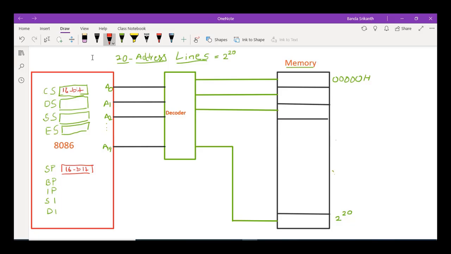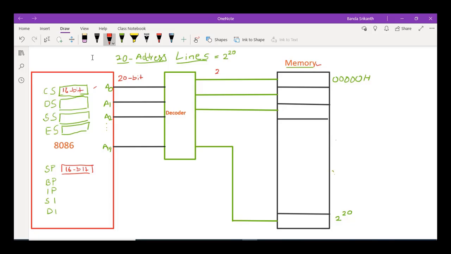Okay. But see, in order to access this memory location, the CPU has to generate the 20-bit address. But here these registers will hold only 16 bits. So how is it possible to generate a 20-bit address by using 16-bit registers?